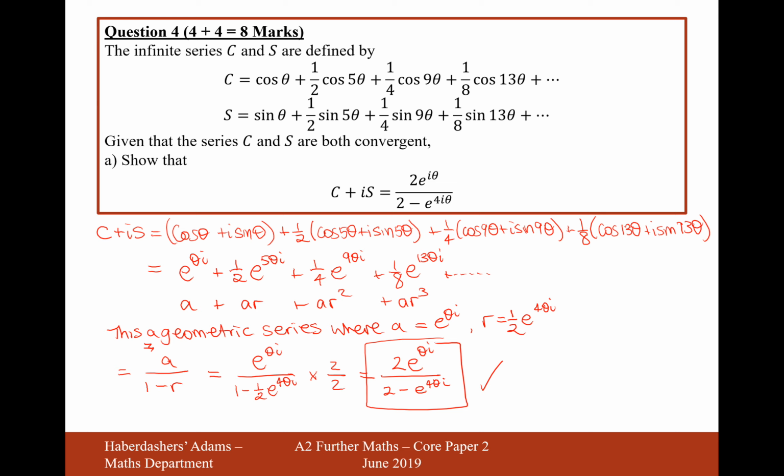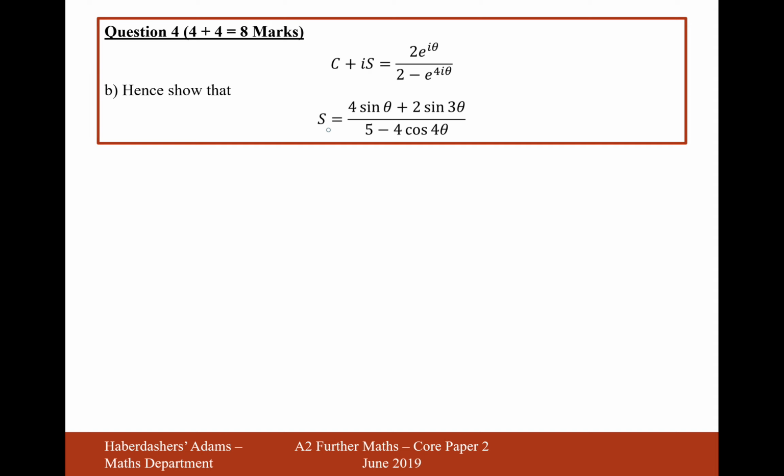Now moving on to the next bit. The next bit's quite tricky: hence show that S is equal to this expression here. Okay, so just a reminder of what S was equal to. S was equal to all those sines added together. So it's just going to equal the imaginary part of this expression here. So therefore S is equal to the imaginary part of 2e to the theta i over 2 minus e to the 4 theta i.